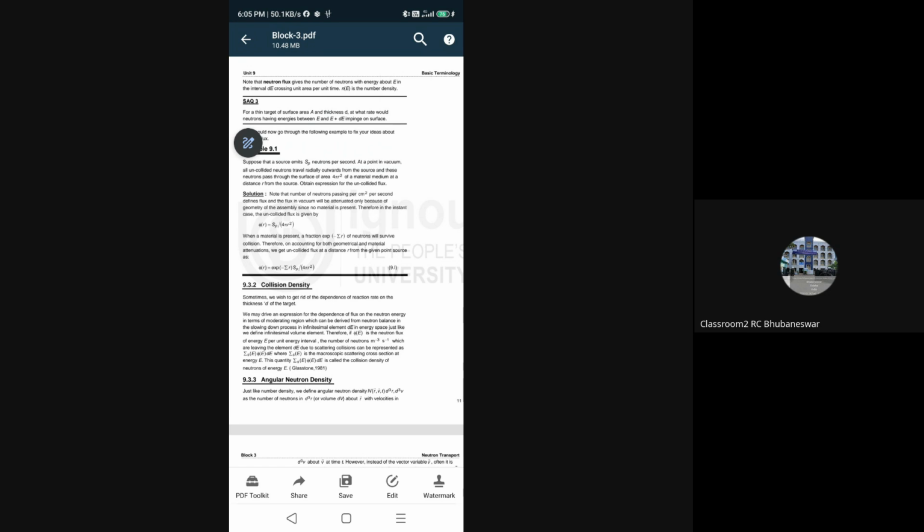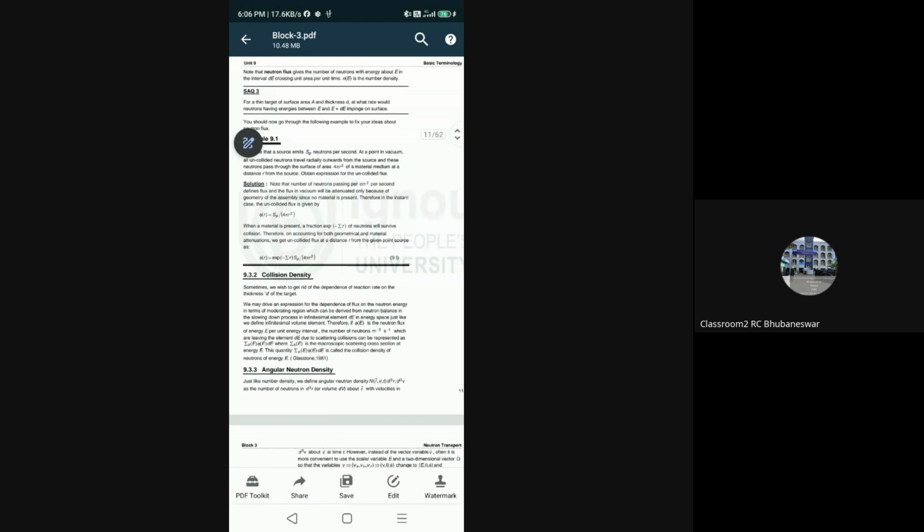Therefore, if phi(E) is the neutron flux of energy E for unit energy interval, the number of neutrons per cubic meter per second which are leaving the element dE due to scattering collisions can be represented as sigma_S(E) multiplied by phi(E) dE, where sigma_S is the macroscopic scattering cross section at energy E. This quantity, sigma_S(E) phi(E) dE, is called the collision density of neutrons of energy E.